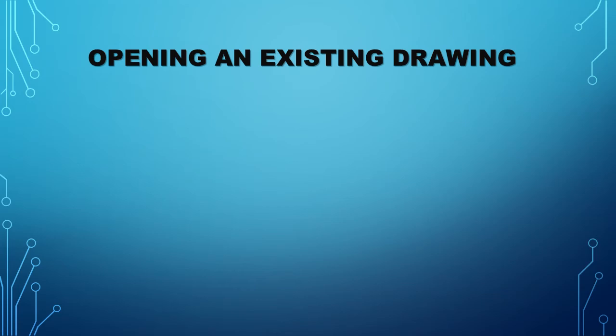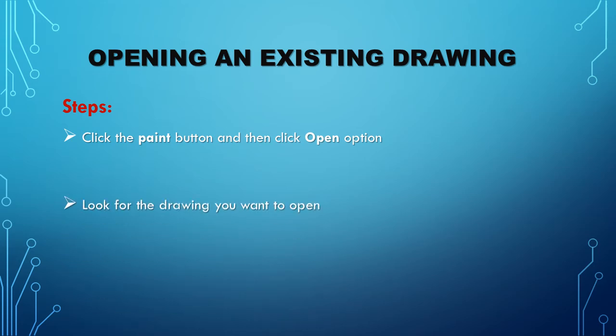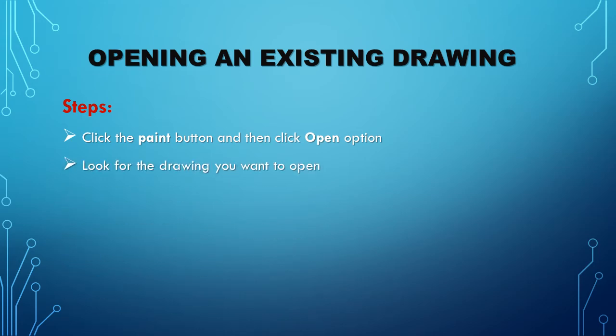What drawings exist in your computer? If you want to take them, you just do the following steps. First you need to click the paint button and then click the open option. Okay, first we have seen the save option, next the new option. Now to open an existing drawing, we click the open option. When you click the open option, the drawings will appear.